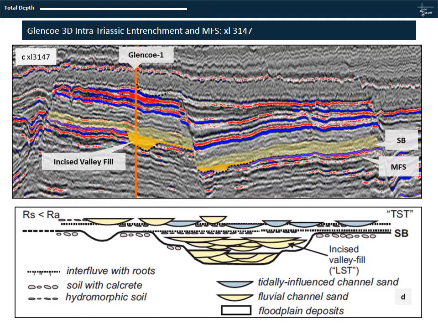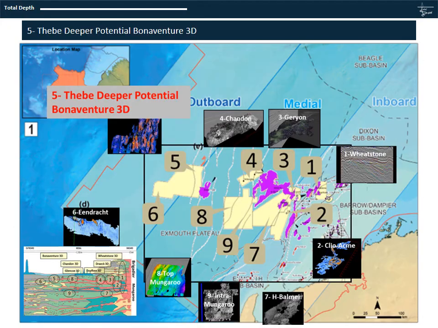And looking at a cross line north-south through this area, we can highlight this incised valley fill, and we also show a cartoon of the expectations of what we might see in this type of depositional environment. Now we move over to the 4,500 square kilometer Chevron data set and look deeper into the section.